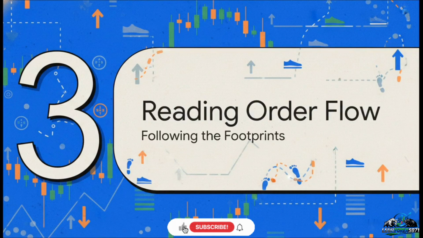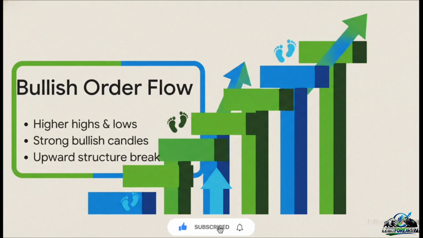Section 3. Reading the order flow, following the footprints. The really great news here is that you don't need expensive footprint software to see when buyers are completely dominating the market. When bullish order flow is in control, the chart leaves these unmistakable clues.